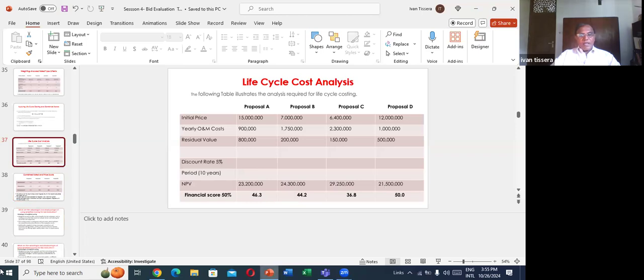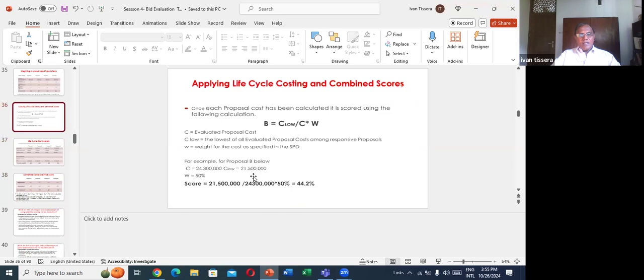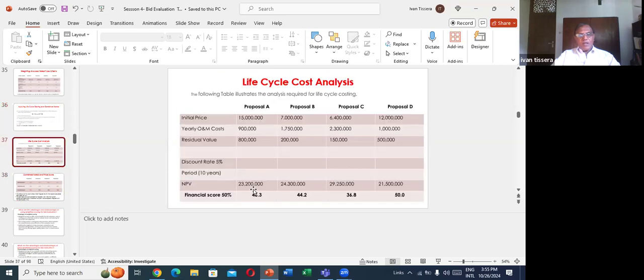Now they have calculated the score. Right. I think D is the lowest cost. Yeah, D is the lowest cost. C low is 21,500. What are we going to calculate? Cost of A, right? 24,500. But then here, this one, B's one. Yeah, 24,500.